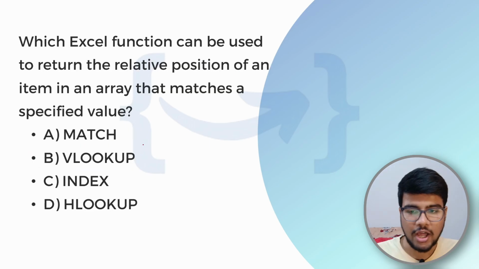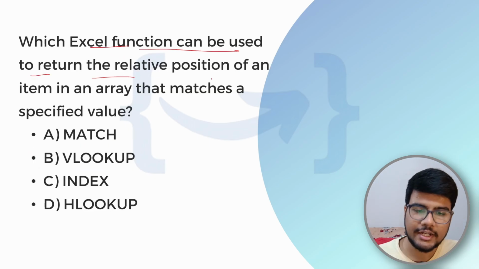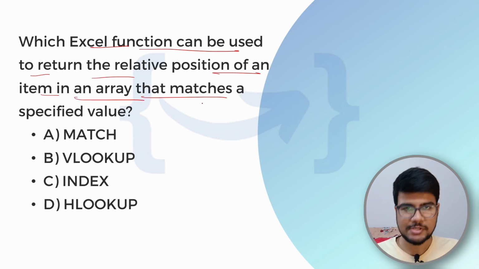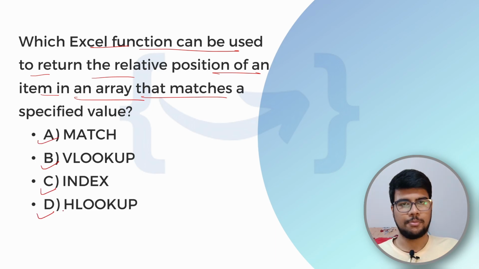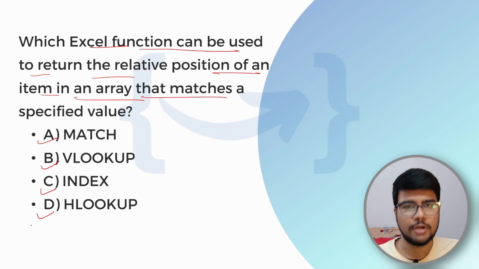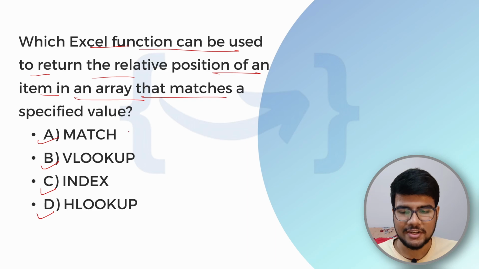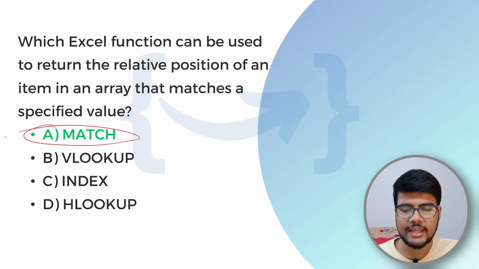So yes, now which Excel function can be used to return the relative position of an item in an array that matches a specified value? Okay, so A option is MATCH, B option is VLOOKUP, C option is INDEX, and D is HLOOKUP. Every correct answer carries 1 mark. So if you have marked the previous question right, give +1 for you. Now that matches a specified value, I know you have marked the option A as a right answer, and bingo, the right answer is A.